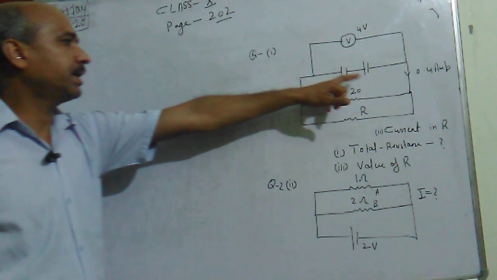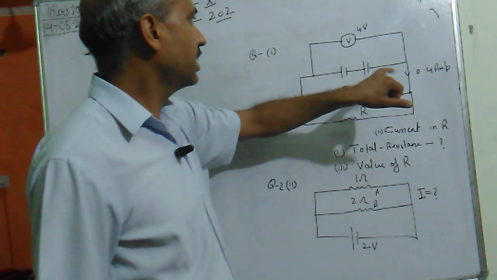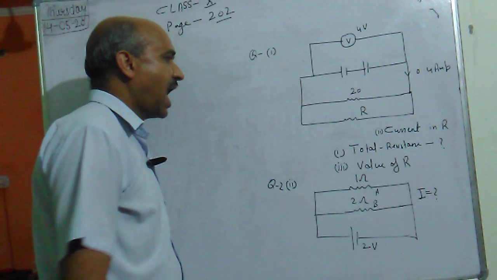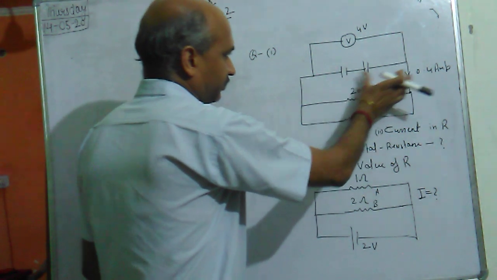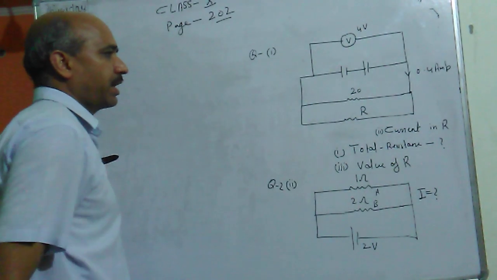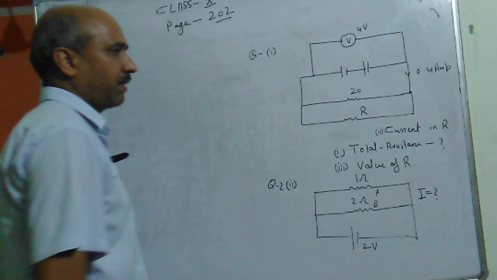Here we are having a battery. From this battery we are getting 4 volt. Voltage kitni hai battery ki? It is 4 volt, and a current of 0.4 ampere is given by this battery. 0.4 ampere का current the battery has provided us.